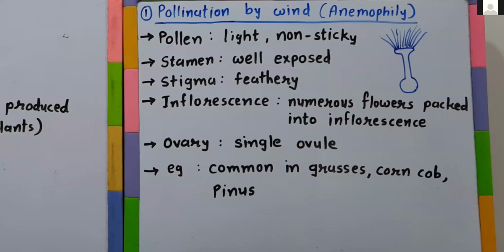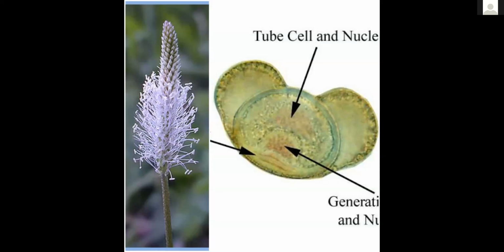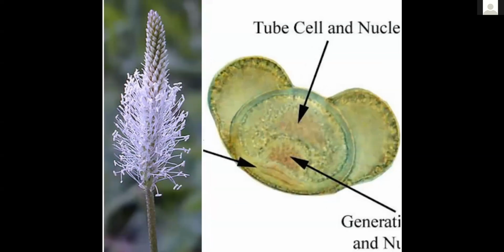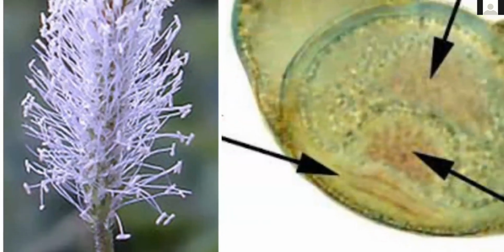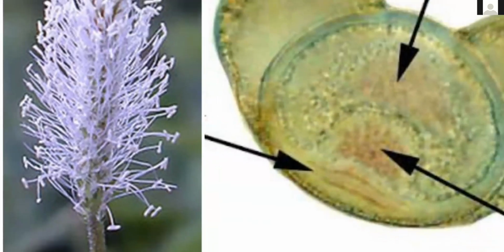They often possess well-exposed stamens. What does well-exposed stamens mean? Have a look. Look at this plant and its flowers. Look at the stamens, there are so many and they are easily exposed to the wind currents. They are well exposed stamens so that wind can easily take away the pollen from them.